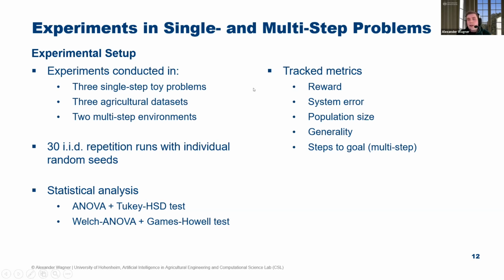We also tracked different metrics for the evaluation. The first one was the reward the system received, and the system error, which is the error between the system prediction of all the classifiers and the reward received. Then the population size and the generality, which is the average volume of the classifiers in the population. And especially for the multi-step environments, we track the steps to go.